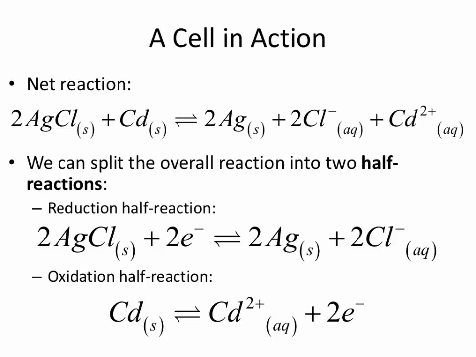Now we can split the overall reaction into 2 half reactions. Now the reduction half reaction is then the 2 silver chlorides gaining 2 electrons to form 2 silver atoms and 2 chloride ions. And the oxidation half reaction is our cadmium solid reacting to yield cadmium 2+ plus 2 electrons. And those 2 electrons are then the electrons that are going through that wire, our external circuit.